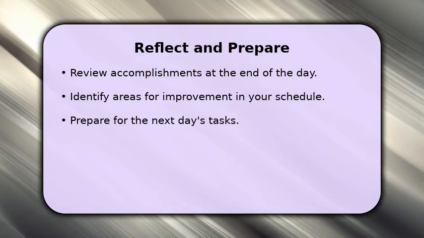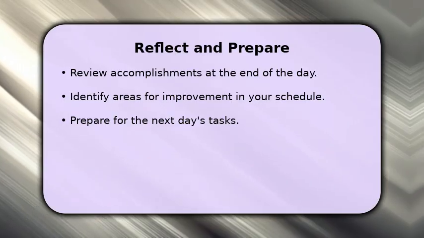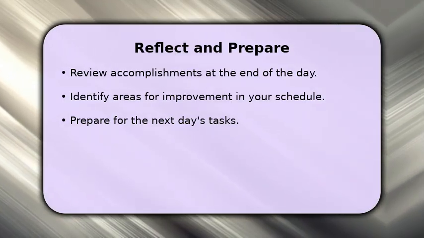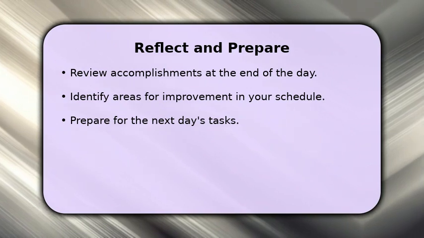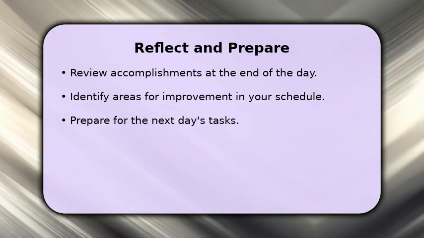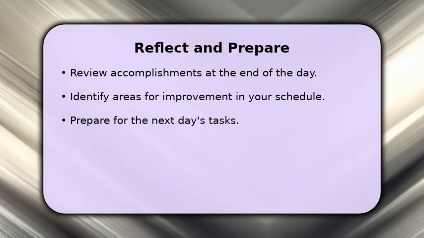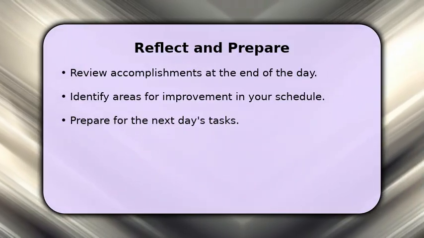Conclude your day with a brief reflection. Take 5 to 10 minutes to review what you accomplished and what might have been left undone. Consider what worked well and what could be improved in your scheduling process for tomorrow. Finally, take a moment to jot down your top 3 priorities for the next day, setting yourself up for continued success.